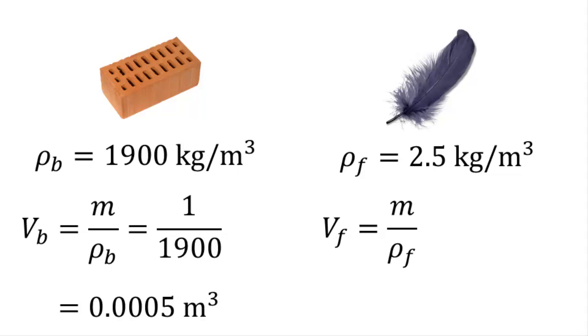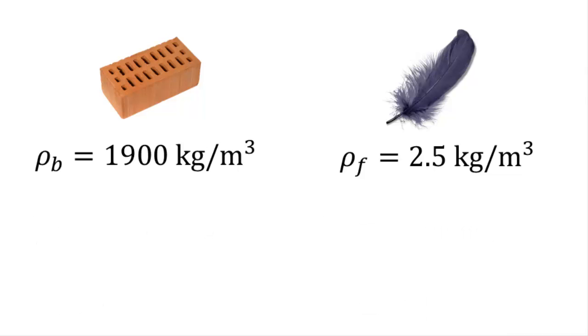As for the feather, using its density of 2.5 kilograms per meter cubed, we see that 1 kilogram of the feather takes up a volume of 0.4 meters cubed. This is substantially bigger than the volume of the brick for the same mass. 800 times more space is needed to fill the same mass of feathers compared to the brick.